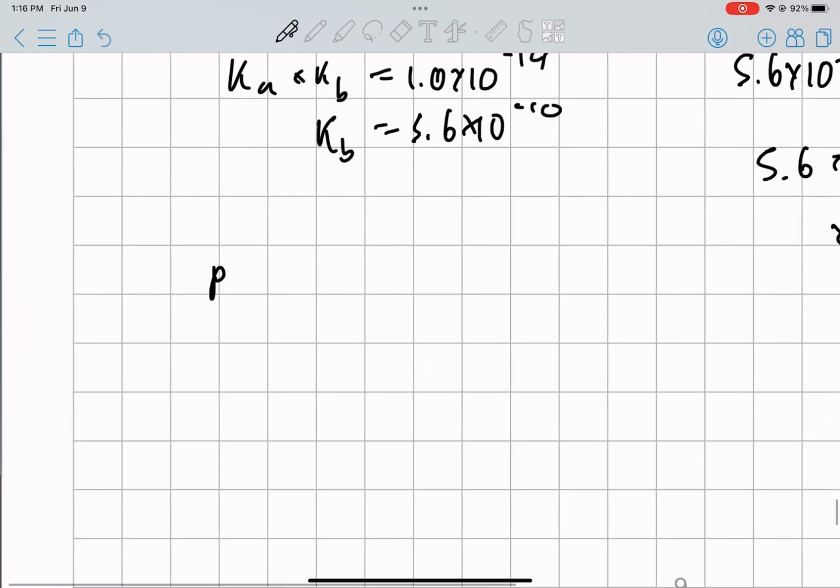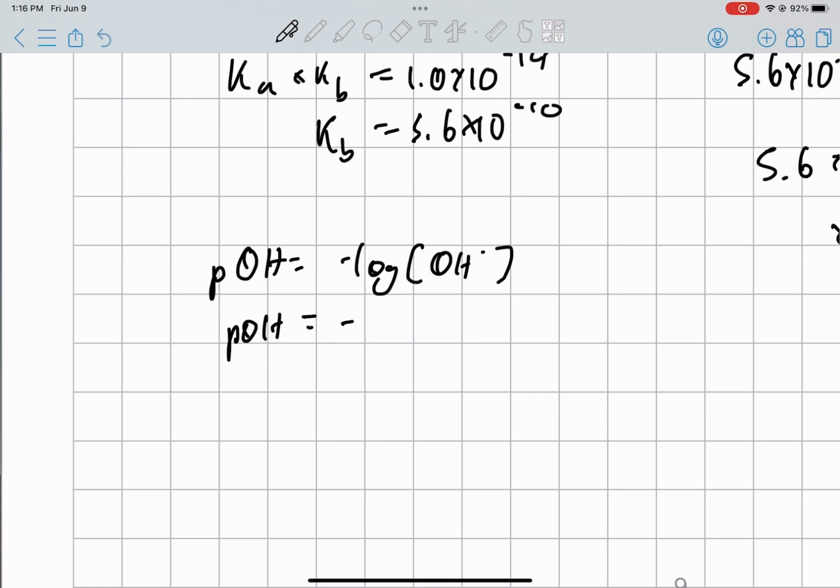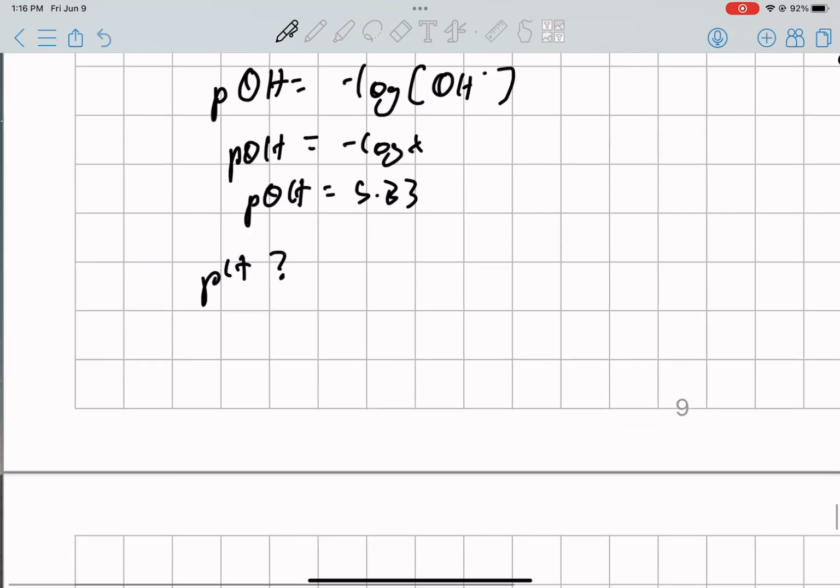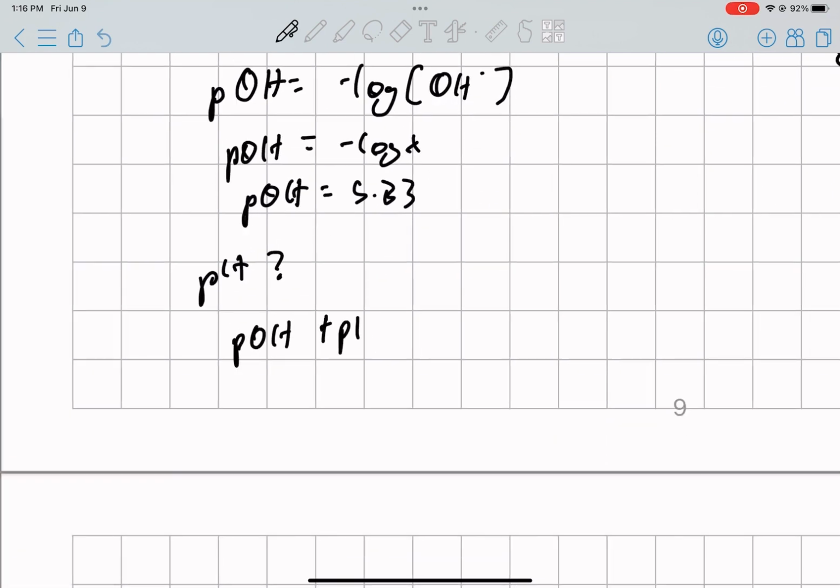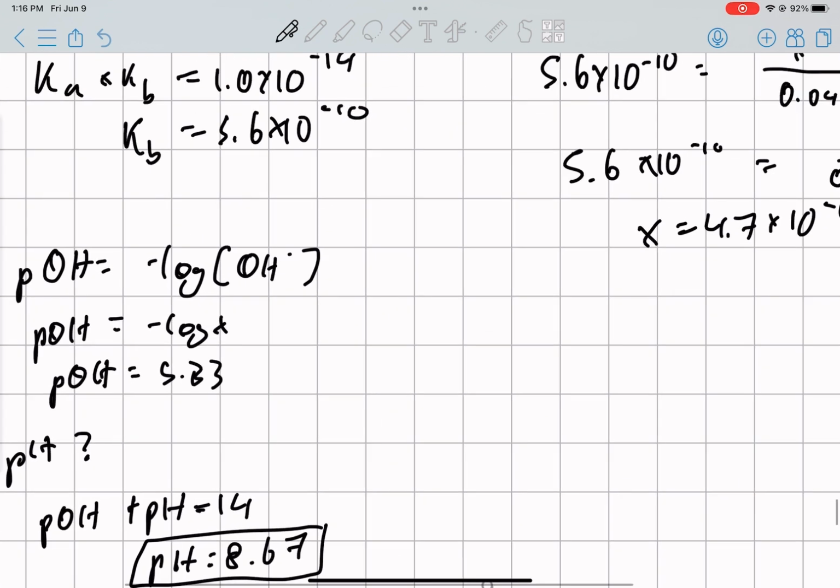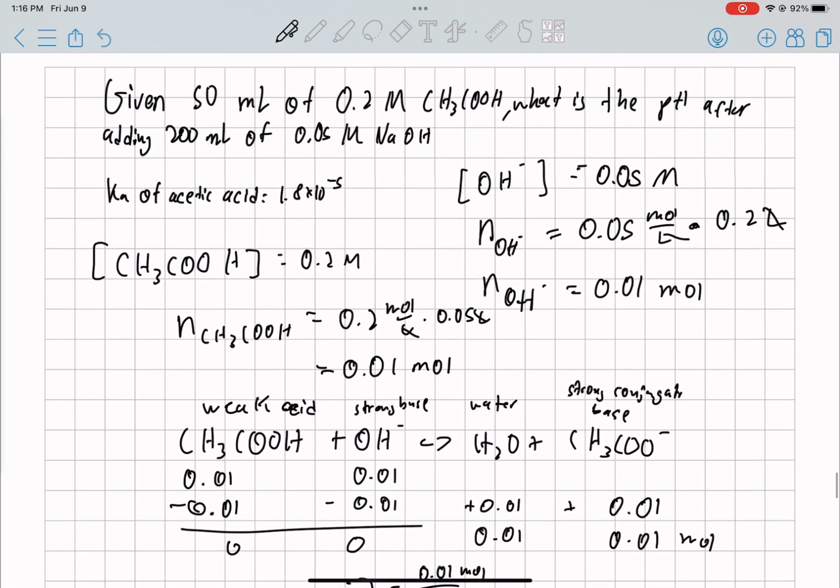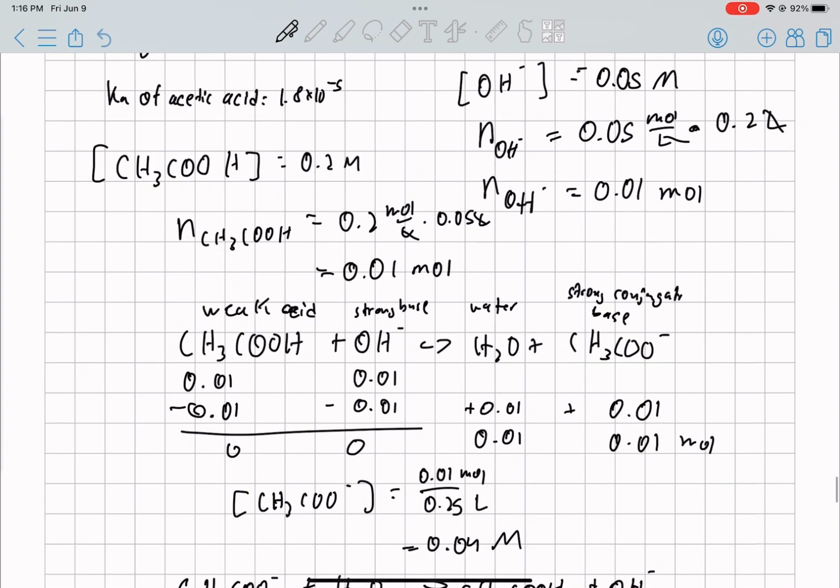But in this case, we just know that the pOH is equal to the negative log of our concentration of hydroxide ions, which is just x in this case, negative log of x. And the pOH, if I pull out my calculator again, is 5.33. But the question is asking for the pH. And we know that the pOH plus the pH is equal to 14. So the pH is 8.67. All right, great. That's the solution. Lots of steps, but yeah, fun question.